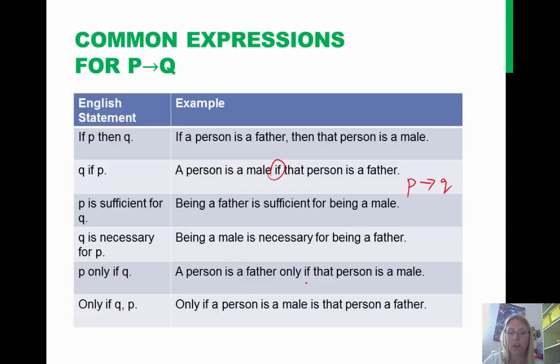A person is a father only if that person is a male. And only if a person is a male is that person a father. So it can get rather confusing as to how to write this. And most of the time in our class we'll say if P, then Q. But sometimes you may see one of these other ones, and you may want to look back in your notes to see if it's one of these expressions. So it's probably important for you to write these down.